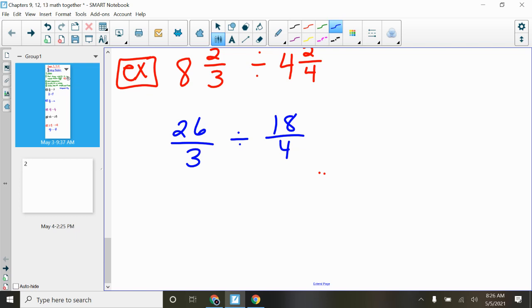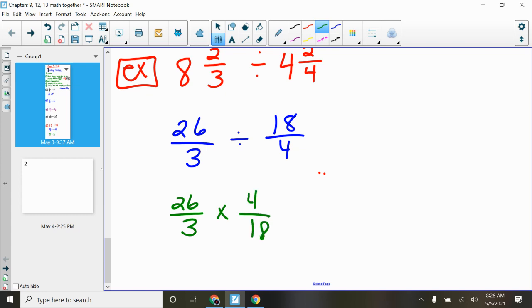Now we're ready for step 3. Step 3 is keep, change, flip. So tell me what my stuff is going to look like, Colin, when I keep, change, flip. You keep 26 over 3, and then you change the division sign to a multiplication sign, and then you flip 18 over 4, so it becomes 4 over 18. Thanks, Colin, perfectly said.